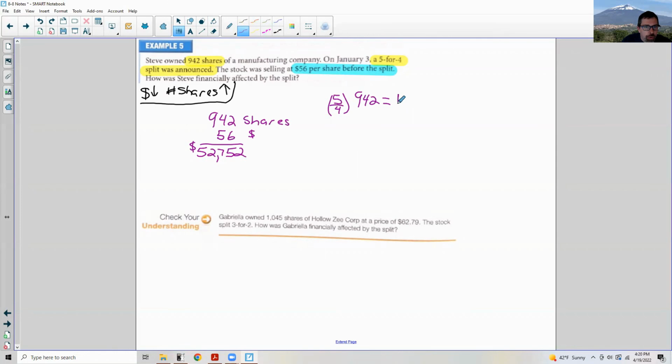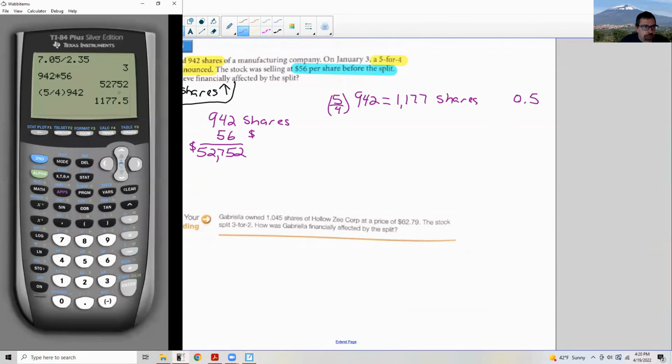1,177.5. So 1,177 shares. Okay, and I'm going to put the 0.5 off to the side. Notice what this says. It's 1,177 and a half shares.